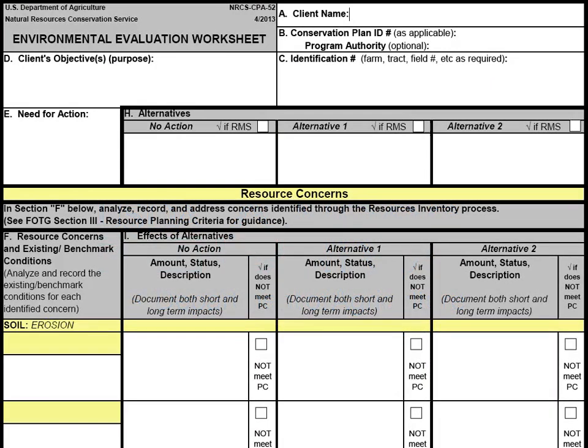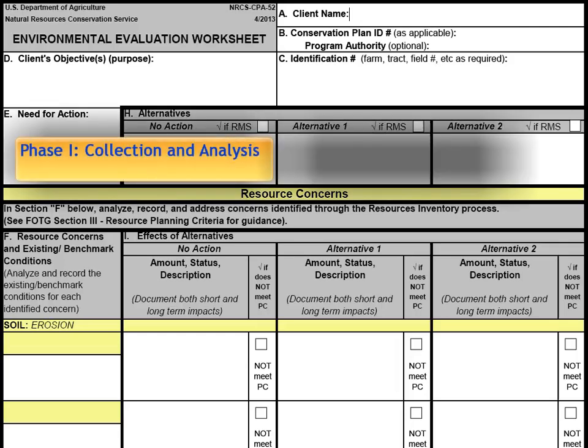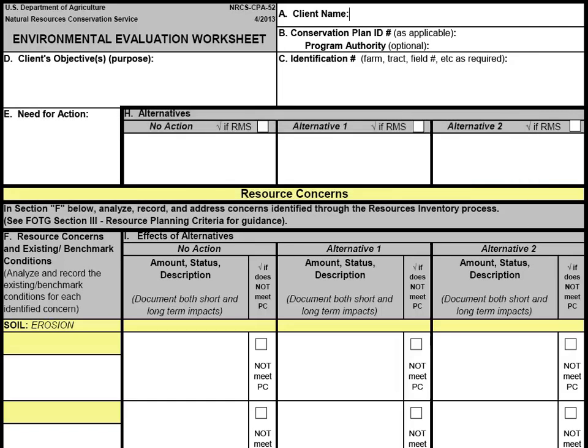The NRCS-CPA-52 Environmental Evaluation Worksheet is used to document the outcomes of Phases 1 and 2 of the conservation planning process. In the course, two scenarios were presented to help familiarize you with the overall process and documentation requirements for the NRCS-CPA-52.